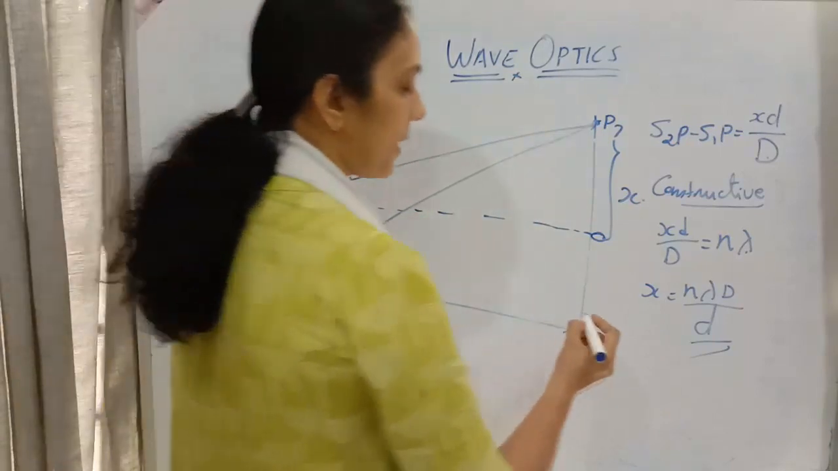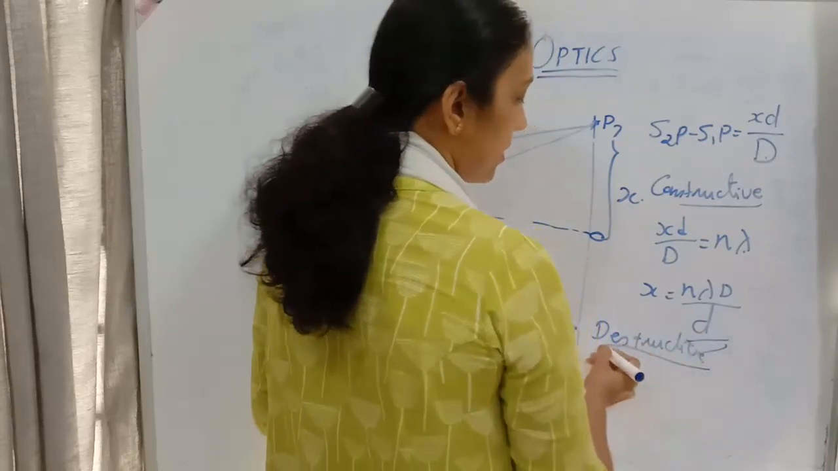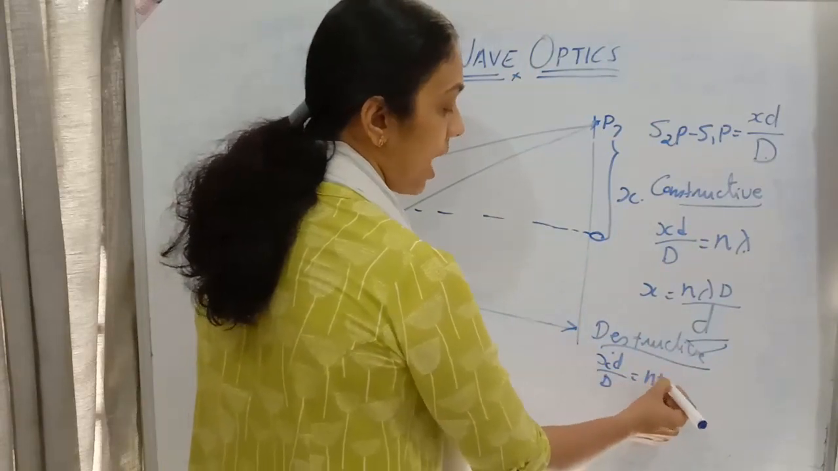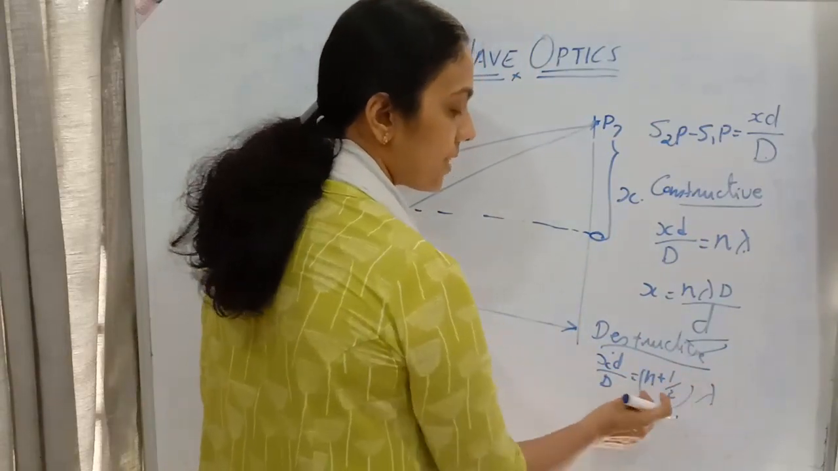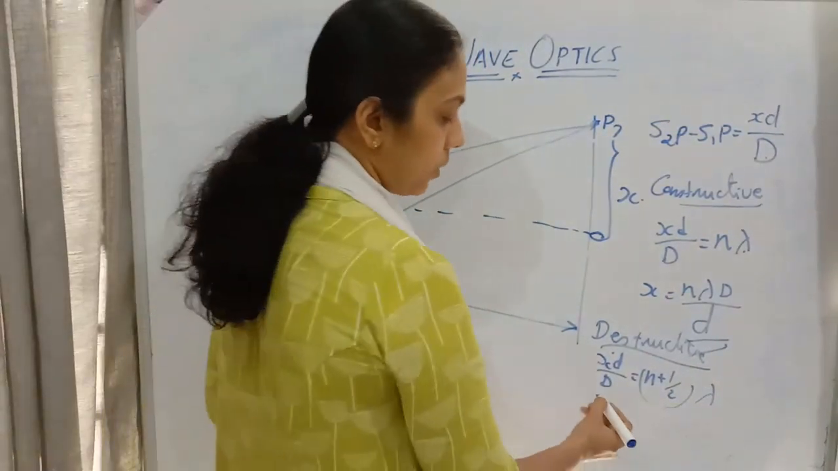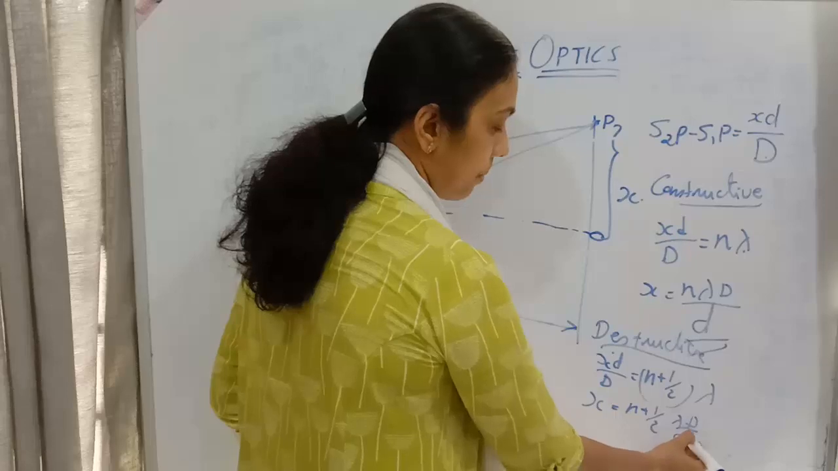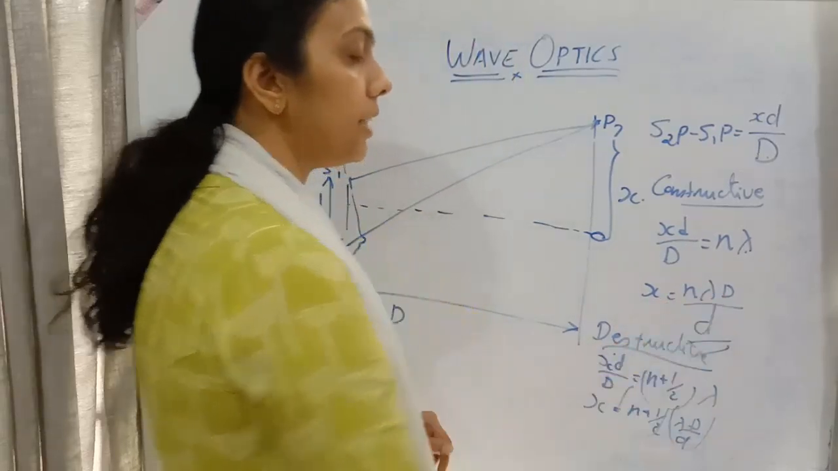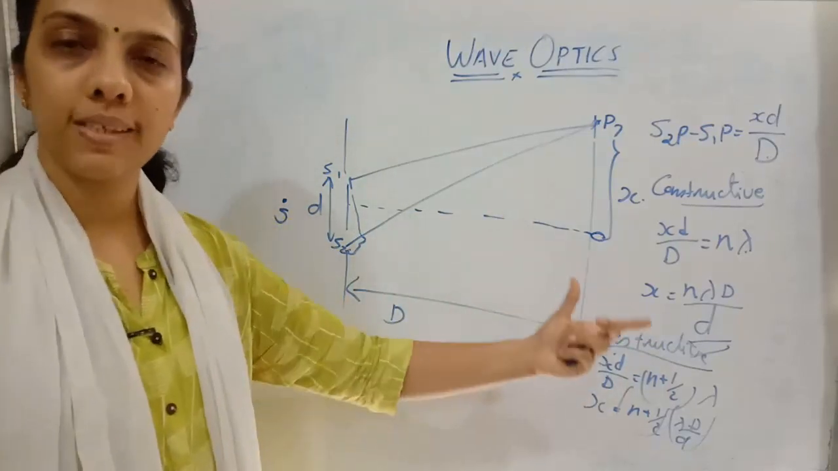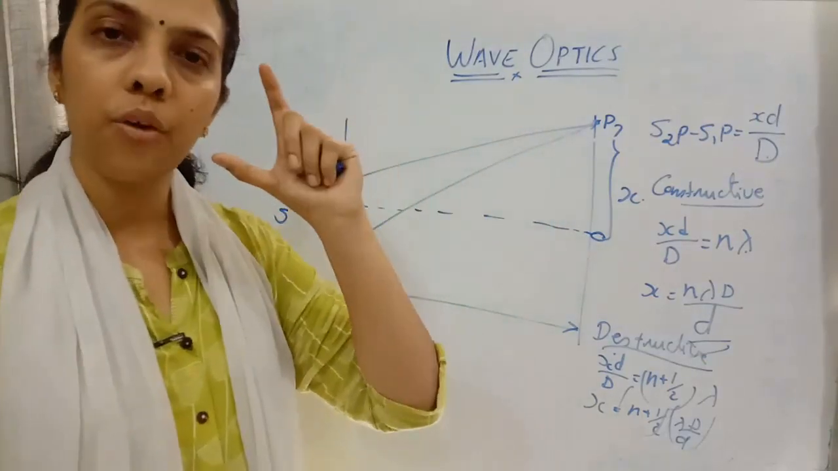For destructive interference, how will the position be? We consider Xd divided by capital D equal to (n plus half) lambda. This is the condition: path difference should be equal to (n plus half) lambda. So X will be (n plus half) lambda D divided by small d. Here, capital D is the distance from the slits to the screen, the distance between the slits is small d, and X is the distance of each fringe.